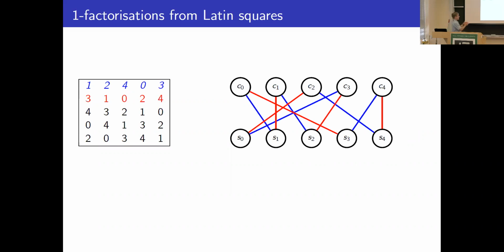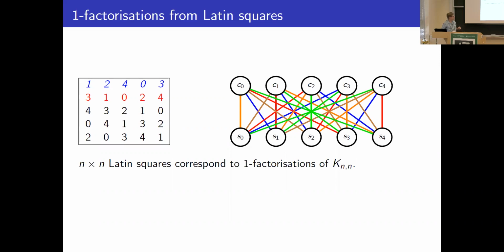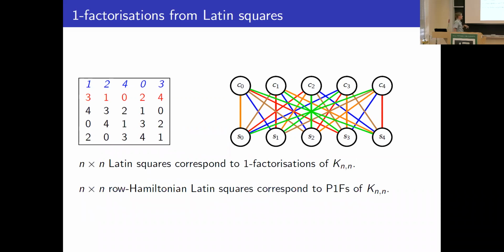I can think, well, did that give me a Hamilton cycle or not? In this case, it did. And so I can do this for all of the entries in the Latin square. Of course, I will get a K_{n,n} when I do this. And so the Latin square is somehow encoding a 1-factorization of K_{n,n} in this way. And more particularly, the row Hamiltonian Latin squares will correspond to the perfect 1-factorizations of K_{n,n}. So these two objects which I've defined for you are really the same thing combinatorially. Okay, so that's what I'm talking about today.